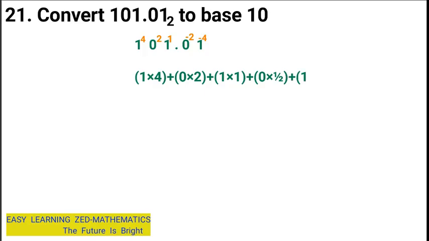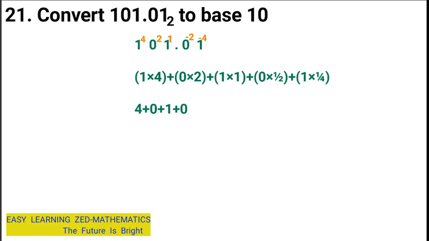Okay, once I've done this, the next thing I'm going to do is write the products. I'm going to start from the left side. So 1 by 4 will give us 4, plus 0 by 2 will give us 0, then plus 1 by 1 will give us 1. Now plus 0 by 1 over 2 will give us 0. Then plus 1 by 1 over 4 will give us 1 over 4.